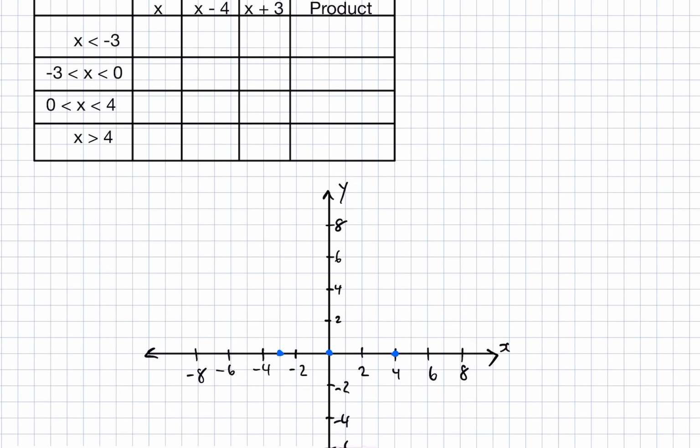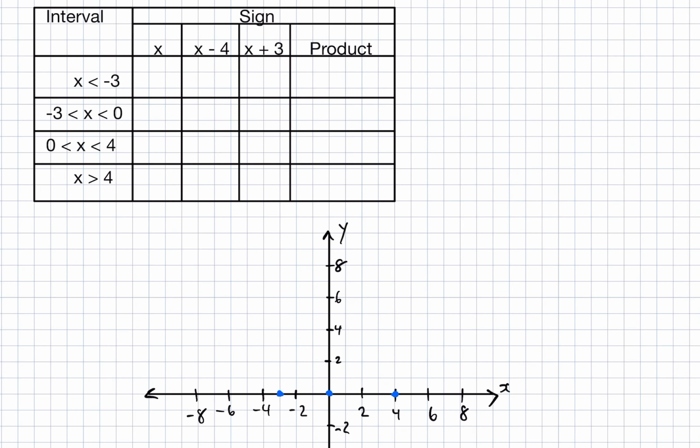The intervals we have written here will be from negative infinity to negative 3, then from negative 3 to 0, then from 0 to 4, and then greater than 4. Now what we want to determine is the sign of the function for an x in each of these intervals. For example, let's pick an x value of, say, negative 10. So that's right about here. x is negative 10.